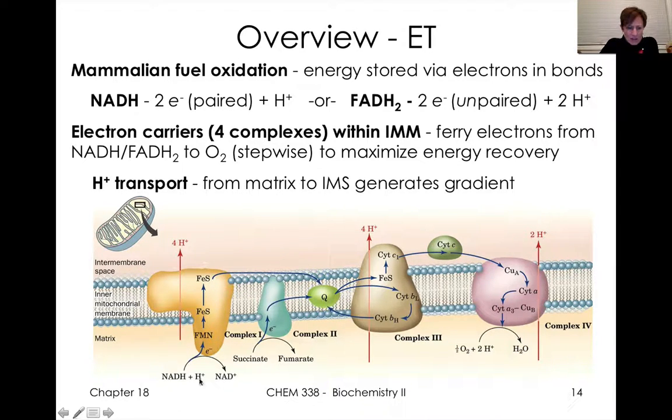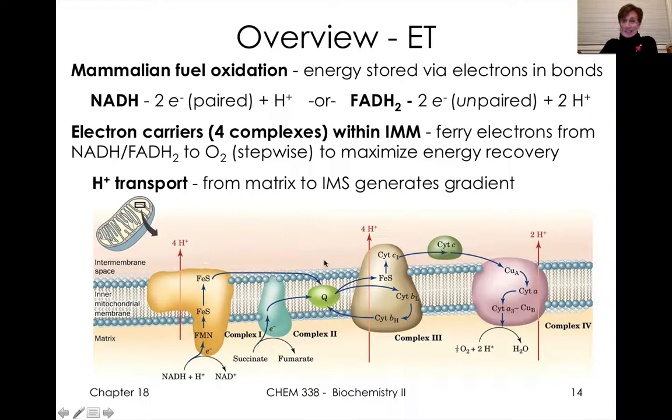We have, and look in here, this is going to be an important thing, NADH delivers its electrons all the way on the innermost part of the mitochondrion, what we call the matrix. So again, this is where electrons are input. They go through complex 1, complex 3, and complex 4.